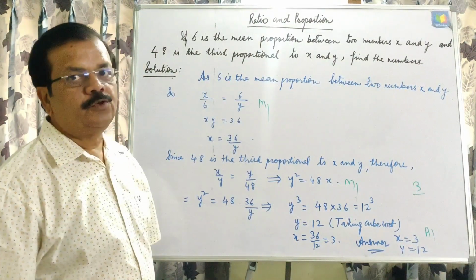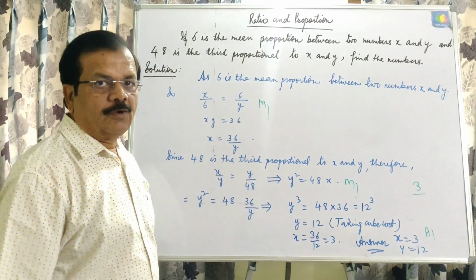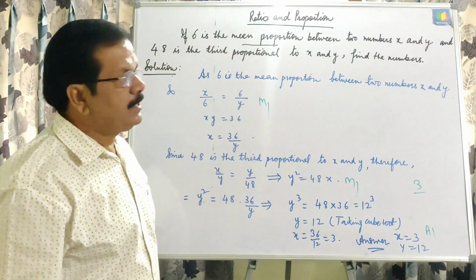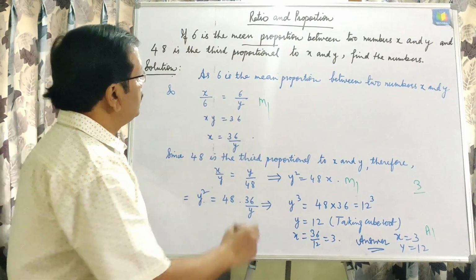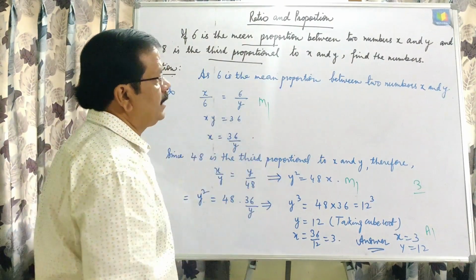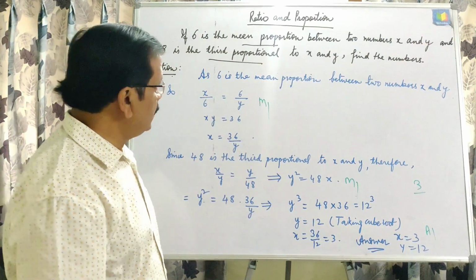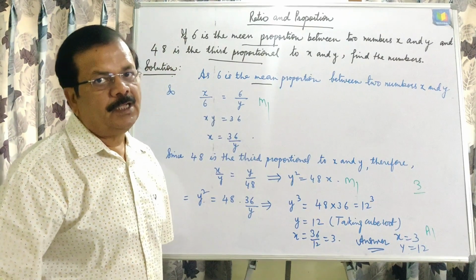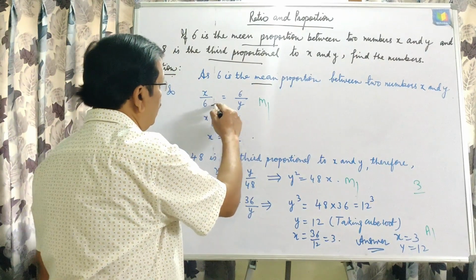This question is related to mean proportional. If 6 is the mean proportion between the two numbers x and y, and 48 is the third proportional to x and y, find the numbers. In this question, 6 is the mean proportion.